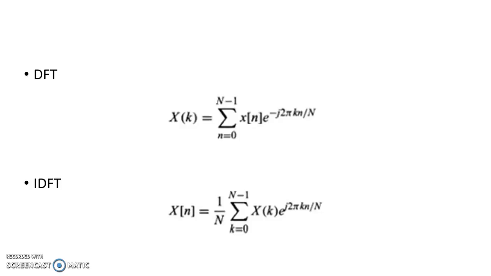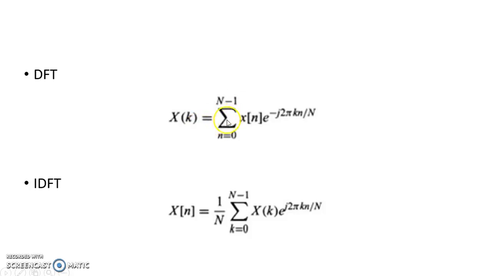If you look at the formula for DTFT, we know that x of omega is equal to summation n equal to 0 to n minus 1 x of n e raised to minus j omega n. Whereby we can understand that this is a continuous signal and continuous in the domain omega, even though the input signal is discretized.